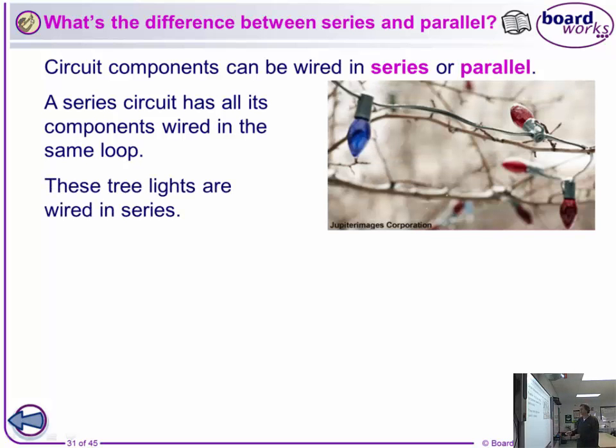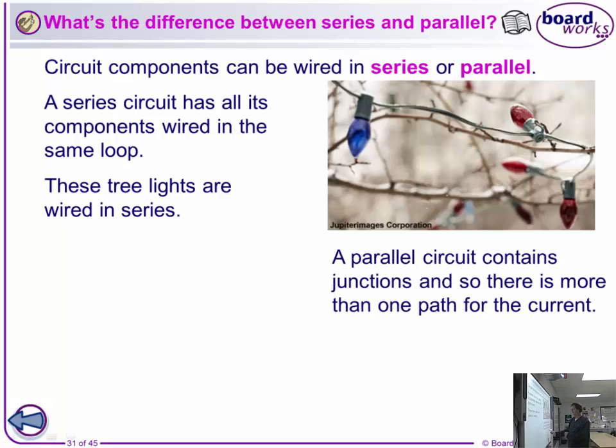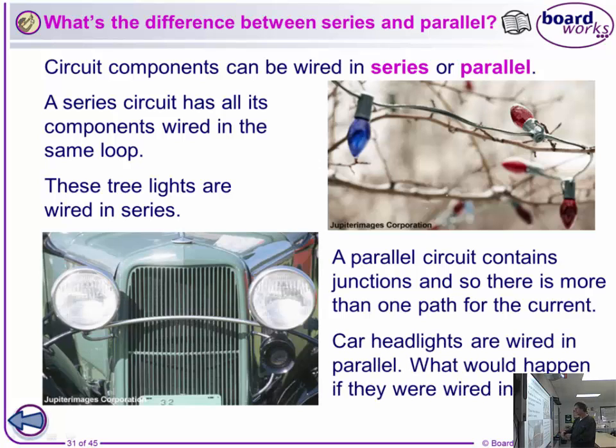Christmas tree lights traditionally used to only have the one path, and if one of those globes blew, they would all go out. They've now got them wired a bit more complex, so if one of them blows, only a set of them goes out. Whereas a parallel circuit contains junctions, so there is more than one path for the current to follow through. That's what happens in car headlights. If one of these was to blow, you'll find that the other one doesn't go out.